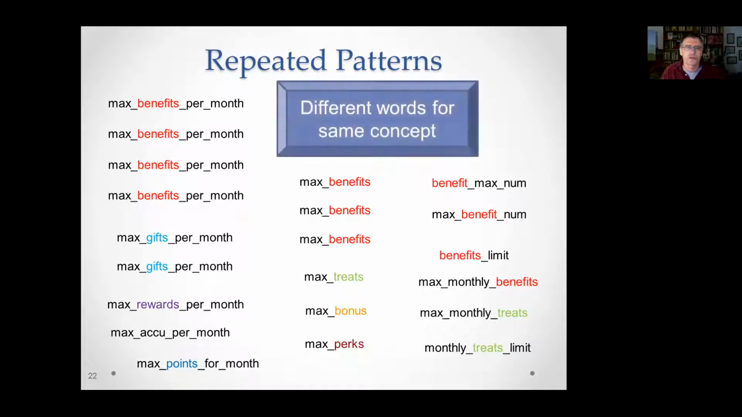Additional patterns concern repeated concept words. For example, the concept of benefit points in the scenario I described could be expressed either by the word benefits or gifts or rewards or points or treats, etc. Likewise, the concept of renewing the account for each month was expressed either by per month or by monthly. And the fact that there's a limit on the number of points you can accumulate was expressed usually by the word max, but sometimes by the word limit.